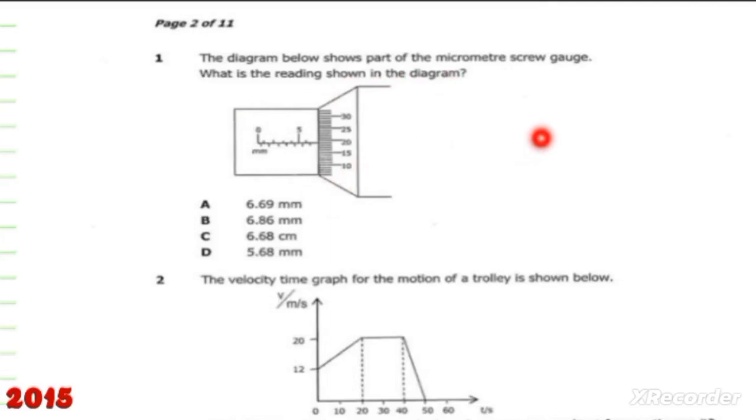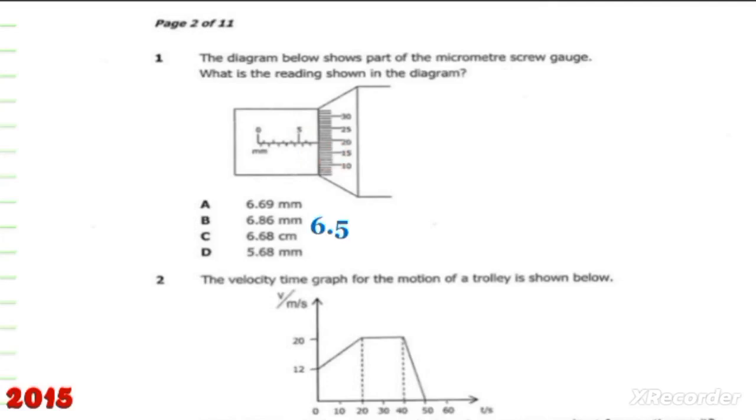Okay, so as usual, the first thing that we are going to do is to find the mark on the main scale. So this is 5.5, 6 is 6.5, and we are also going to find the mark that aligns with the horizontal line coming from the sleeve scale.